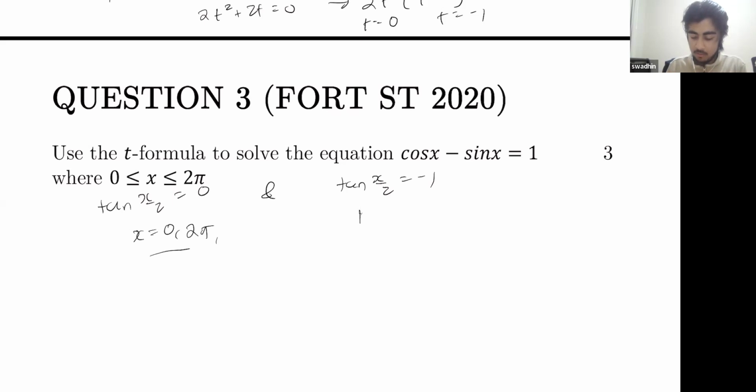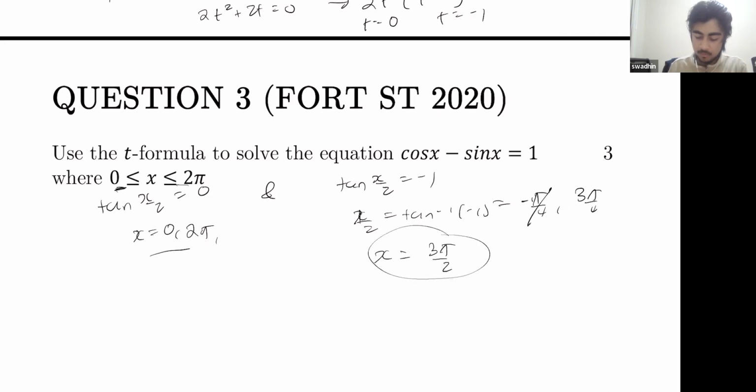And x on 2 is equal to tan inverse minus 1, which is going to be minus 45 degrees, or sorry, minus pi on 4 radians. Adding pi gives 3 pi on 4. The other value is out of the question because the domain is between 0 and 2 pi. So x is equal to 3 pi on 2. So these are your solutions.